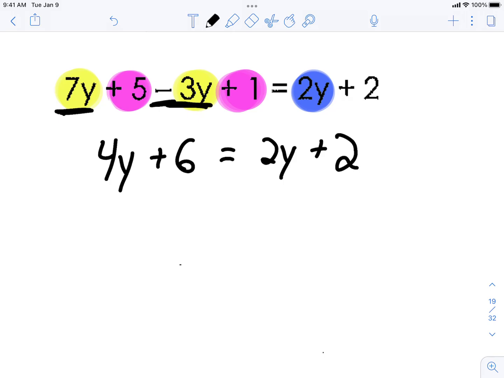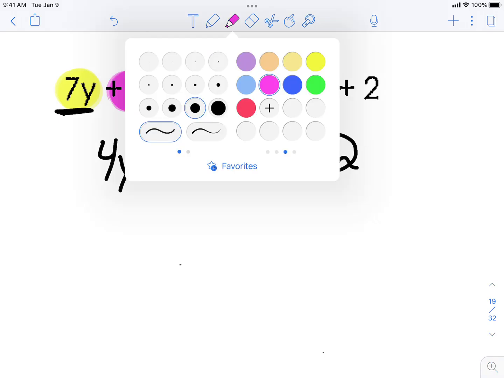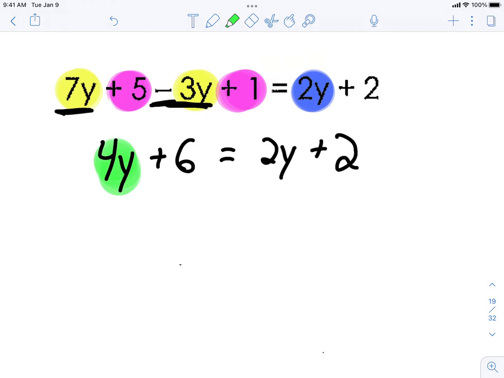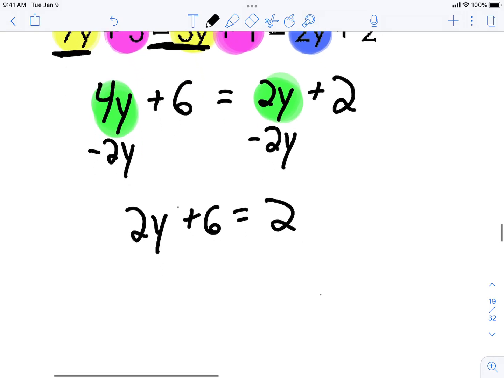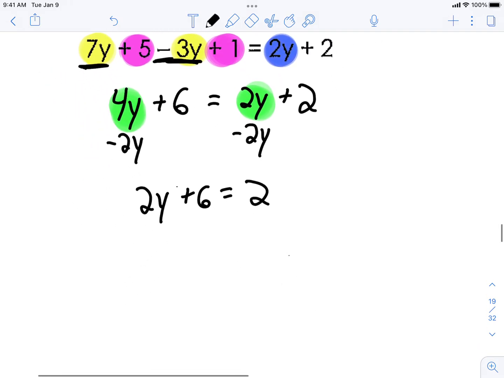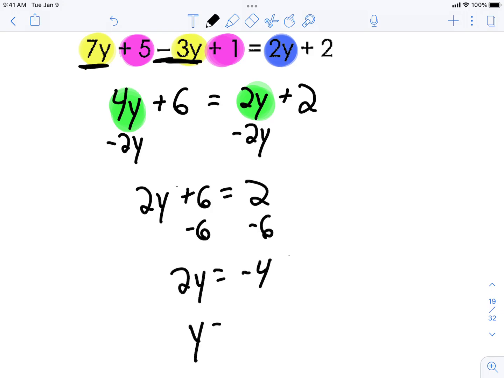Now I'm back to a problem like we did earlier in the notes where we just have variables on both sides. I'm going to get the 2y over to the left-hand side. I'm going to subtract it because it's currently positive. And now I'm just solving like I would any other time. And I get my answer of y equals -2.